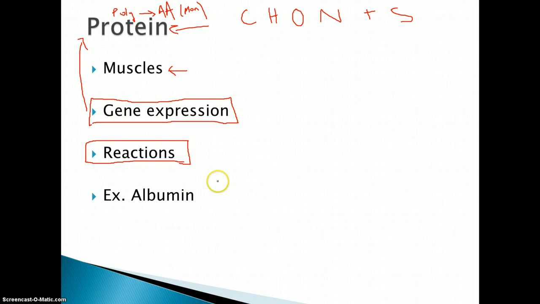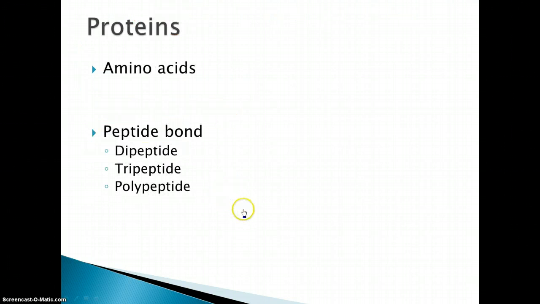Now what is albumin? Well, it is the egg white. So here's an egg, and the inside, the egg white, is albumin. Alright, so as we said, proteins are made out of amino acids. That's a very big concept right there, amino acids. And there's some basic things we need to know about amino acids. Proteins are simply chains of amino acids.